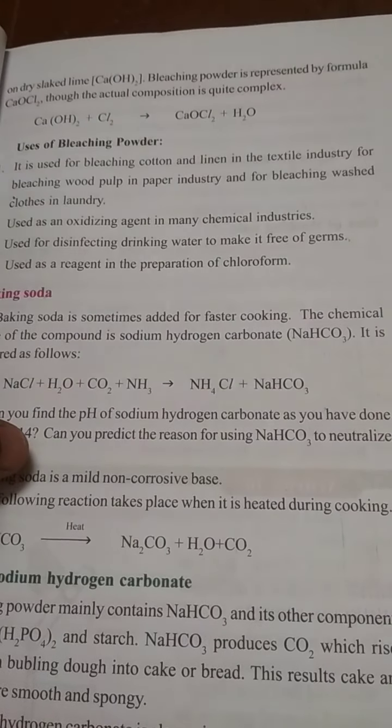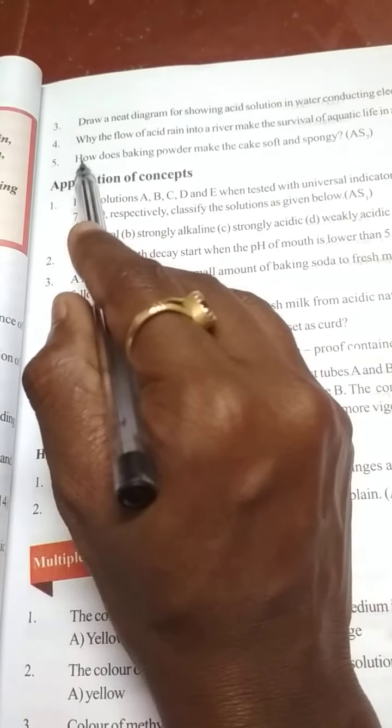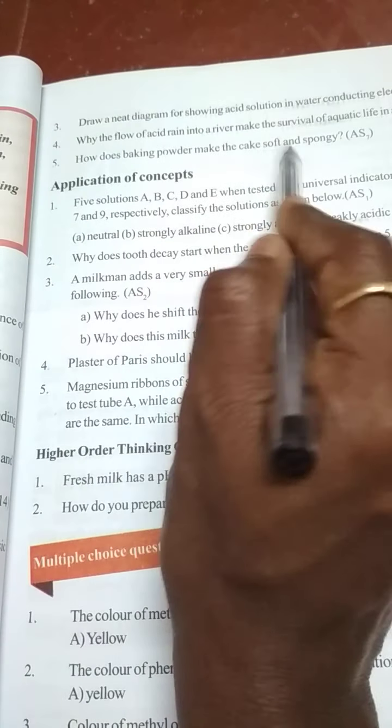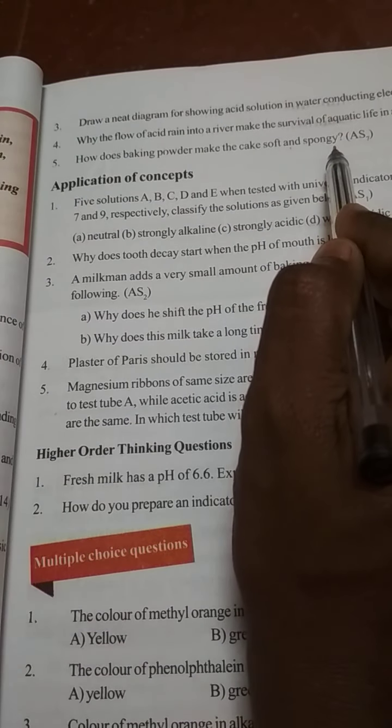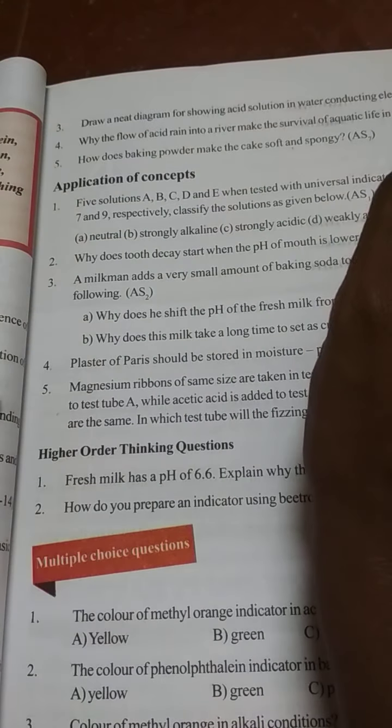Okay students, I think you understood this. Your homework is, how does baking powder make the cake soft and spongy? Draw a neat diagram for showing acid solution in water conduct electricity. These two are your homework.